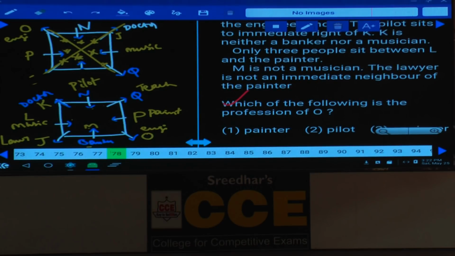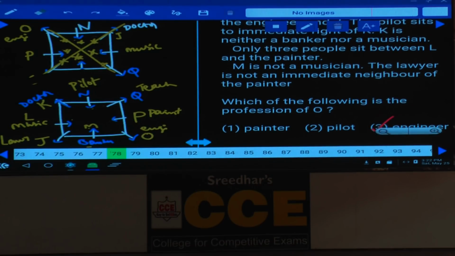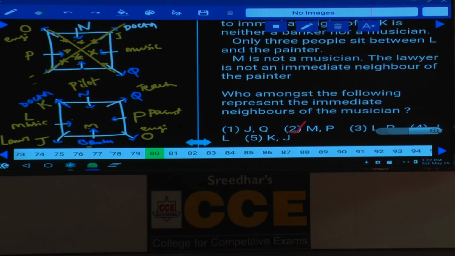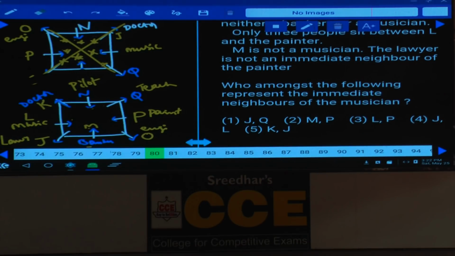Then question number 78, which of the following is the profession of O? O is an engineer, that is choice 3. Then question number 79, who among the following sits diagonally opposite to the doctor? Diagonally opposite to the doctor, O the engineer, that is given in choice 4. Then question number 80, who among the following represent the immediate neighbors of the musician? Immediate neighbors of the musician, that is J and K, lawyer and the doctor. J and K, that is given in choice 5.